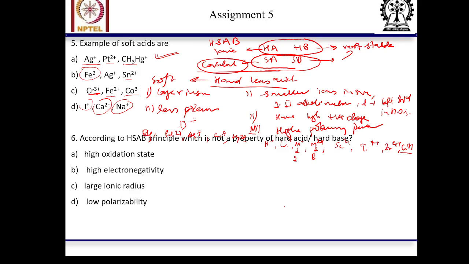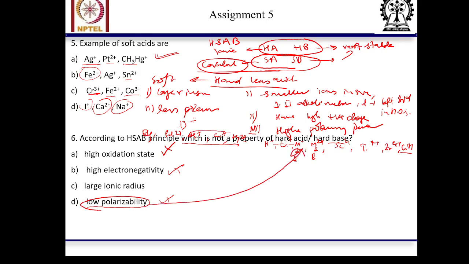Coming to this. According to HSAB, which is not a property of the hard acid and base? Hard acid and hard base should be in higher oxidation state. Correct? It is asking for the one that is not, so high electronegativity is also correct. Low polarizability, and they have high polarizing power. These are also properties of the hard acid.